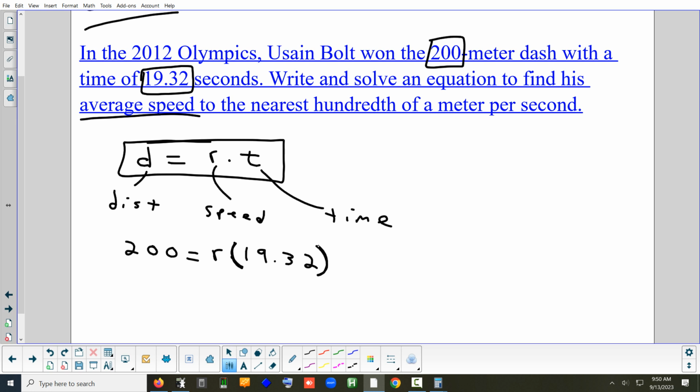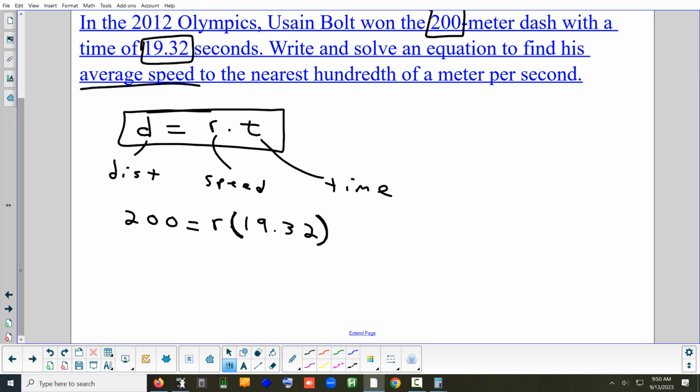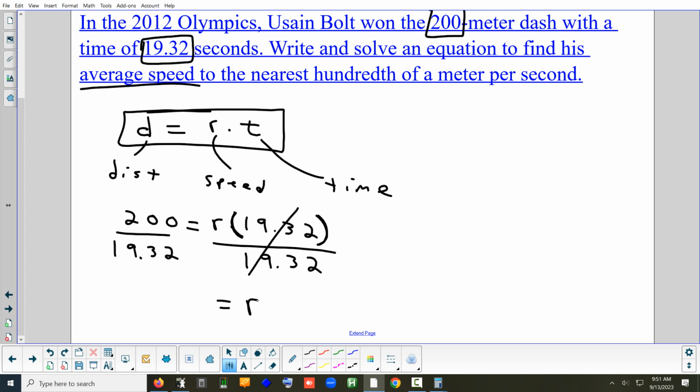Now the second part is solve it. How are we going to get r by itself here? We're going to multiply or divide? Divide. And what are we going to divide by? 19.32. On the right side, what's 19.32 divided by itself? 1. So we cross that out. What's on the right side now? What's the only thing that's left? R. Just the r. So r is the rate of speed. And now we definitely need a calculator to figure that out.